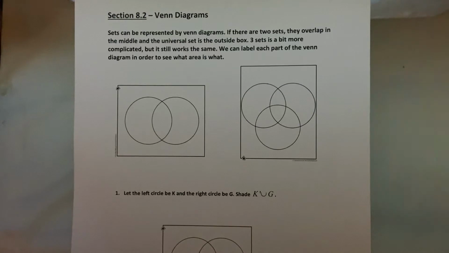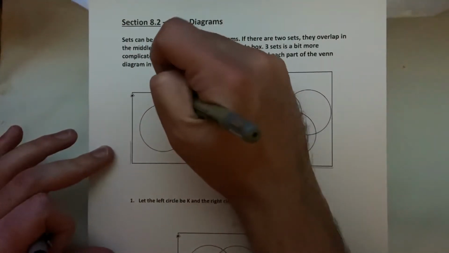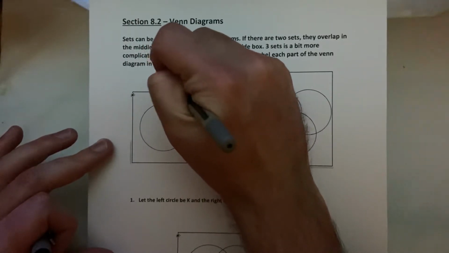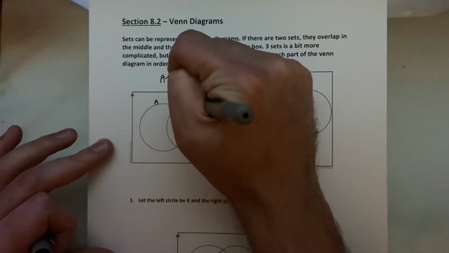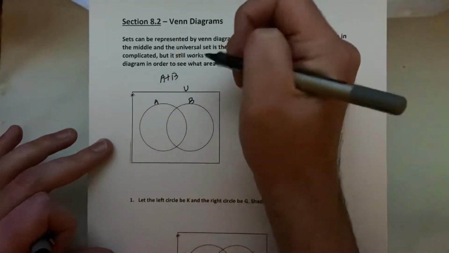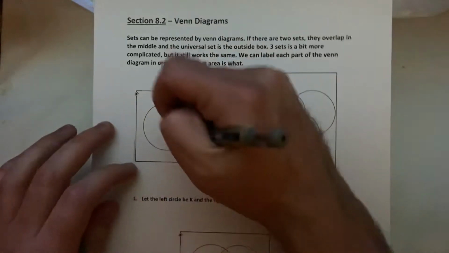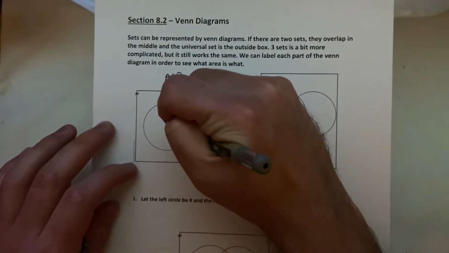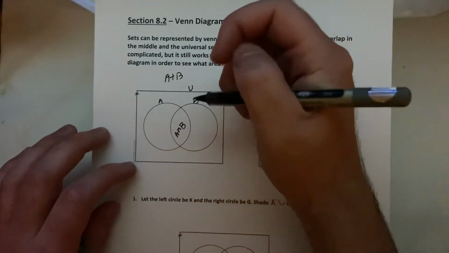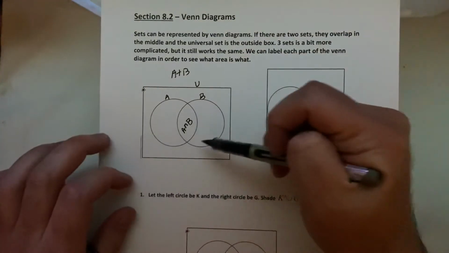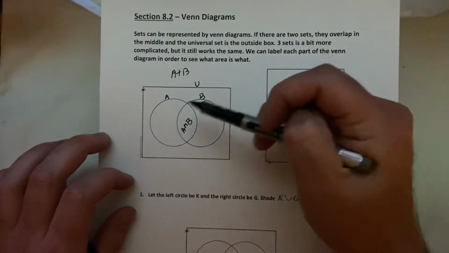Okay, so we can label each part of the Venn diagram in order to see what area is what. So if this was a two-set Venn diagram with A and B, we would label one circle A, one circle B. The big box would be U, so there could be some things in the universal set that aren't in A or B. If we look at the center, the two areas that they overlap, this is A intersect B because it's in both circles. If we wanted A union B, in one or the other or both, it would be the sum of all of both circles, like all shaded together.